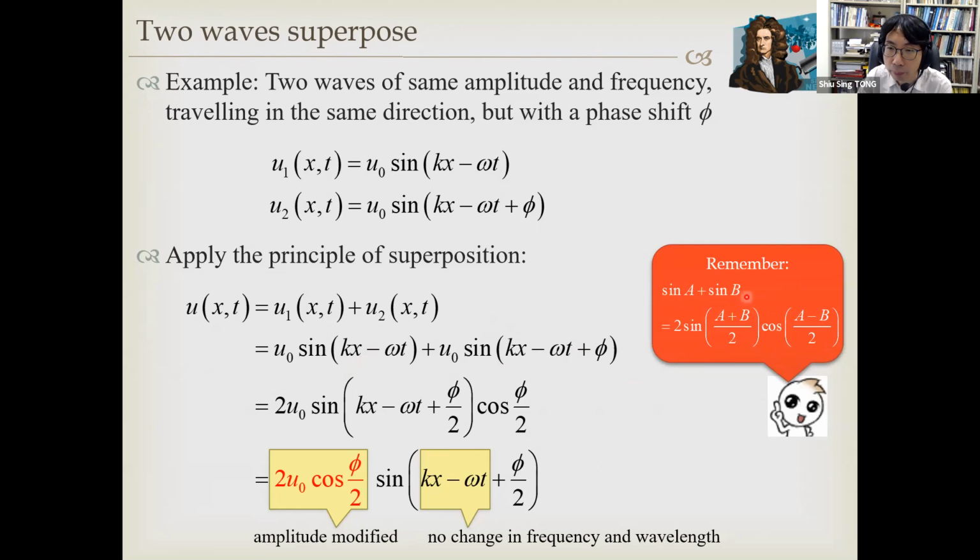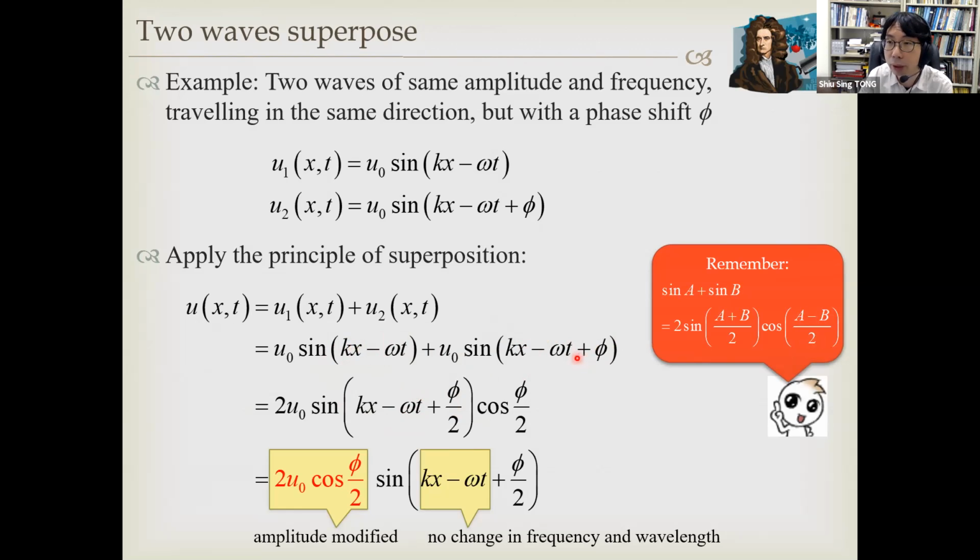Now, the first term, sine of (A plus B) over 2, is the addition of the two arguments divided by 2. The kx minus omega t terms divided by 2 give kx minus omega t, and phi divided by 2 gives phi over 2. So we have this term. The second term, involving the cosine, has (A minus B) over 2. This is A, this is B.